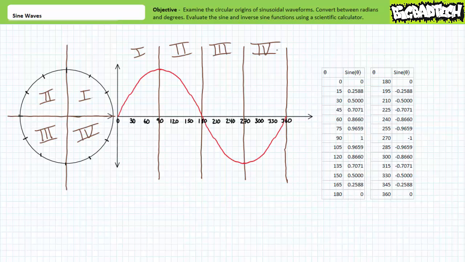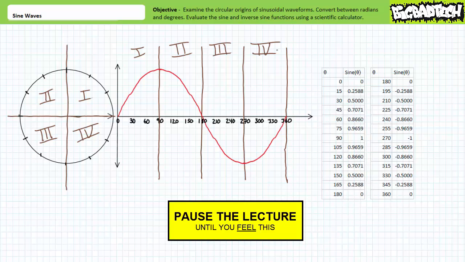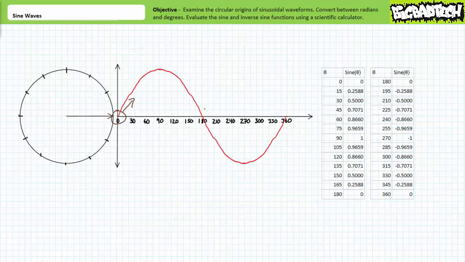Given all these lines of symmetry, really one can understand a whole sine wave by simply understanding only the first quarter. Again, this should be making sense, and you should be seeing these lines of symmetry both numerically and graphically. If you're not seeing this, by all means pause the lecture and stare at this without blinking until you do so.